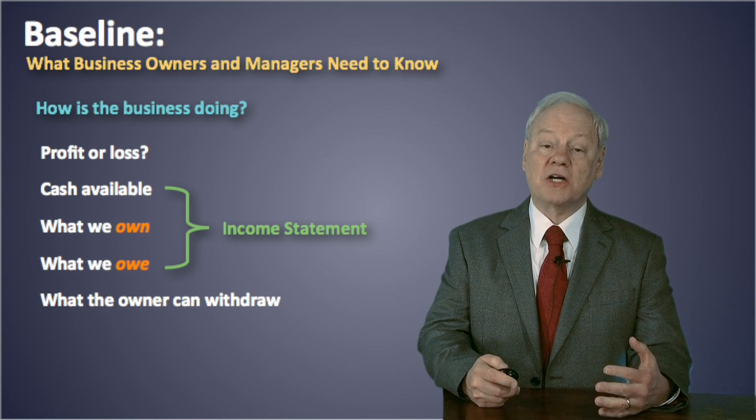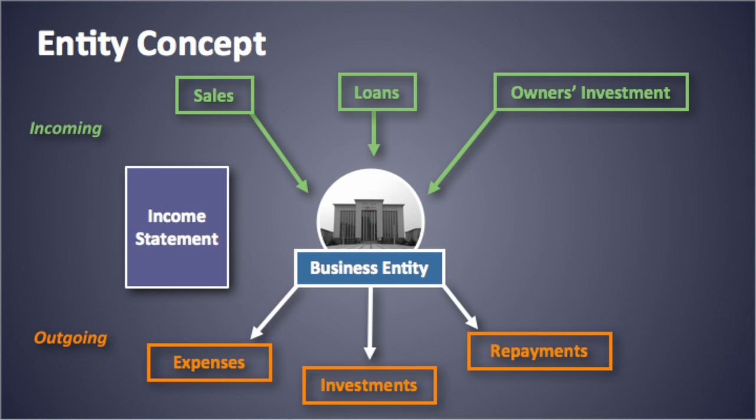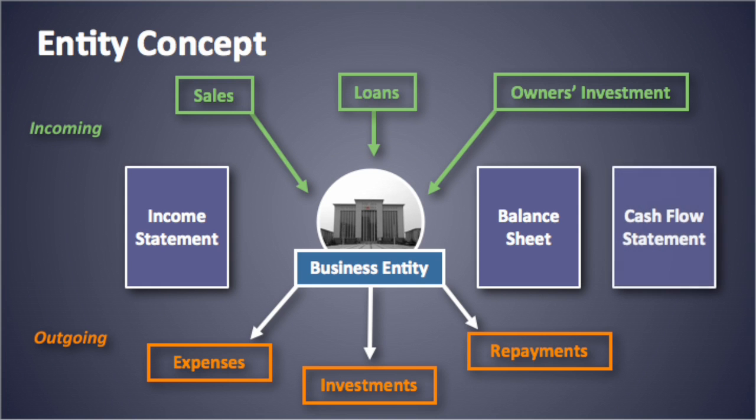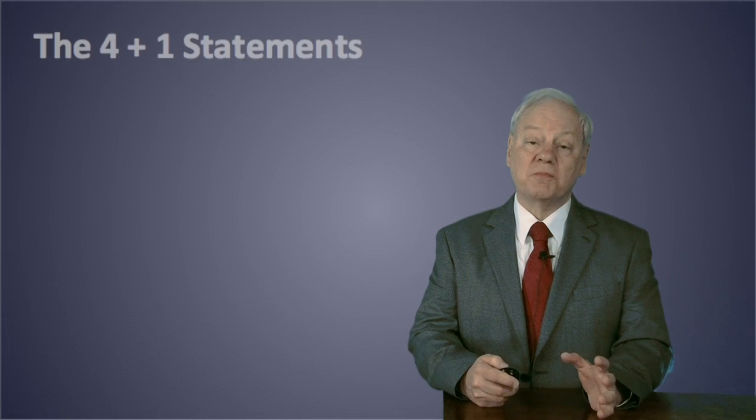So the profit or loss, that we look at the income statement level. So let's look at that business entity again, the incoming and the outgoing. Well, what was our profit and loss? We're going to look at the sales and the expenses, and that'll be recorded on our income statement. In terms of the balance sheet, we'll be looking at all of the investments and repayments and everything that affected that business entity. And finally, where did all the cash go? Well, we're going to look at the cash flow statement, which will take into consideration all of the incoming and outgoing cash flows.